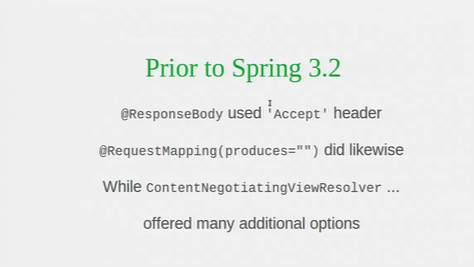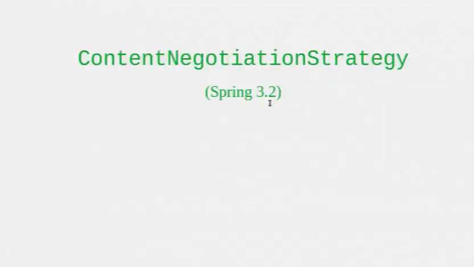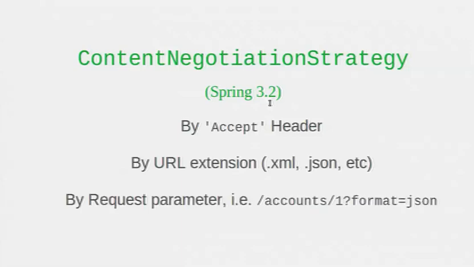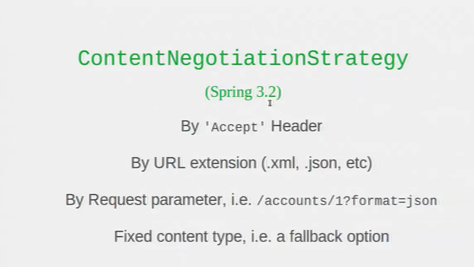So the essence of this change is taking the configuration options of the content negotiating view resolver, making them first-class possibilities to configure content negotiation in Spring MVC, and then exposing that through the MVC namespace and the MVC Java config. So we have a new abstraction called content negotiation strategy, which has different implementations: one for using the accept header, one for using the URL extension, one for using a request parameter, which is also something that is done sometimes. Or you can have a fixed content type, which can be handy in some cases.